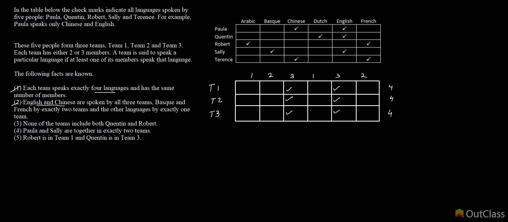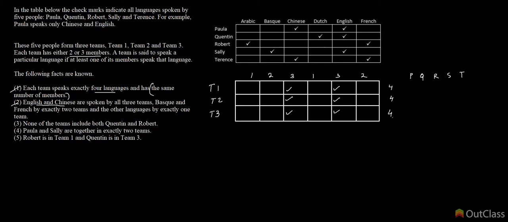Let's go to the 5th clue, which says that Robert is in team 1 and Quentin is in team 3. Now we need to also track who all are in which teams. P, Q, R, S, T are the people. Now there is also the fact that initially it was said that a team is either 2 or 3. We don't know which number it is, but it's given to us that all teams have the same number of people. So we have to remember that.